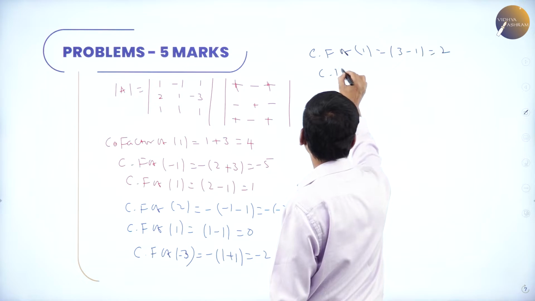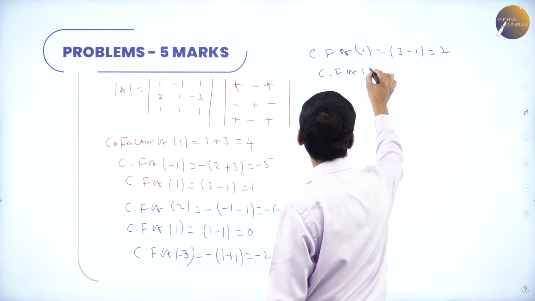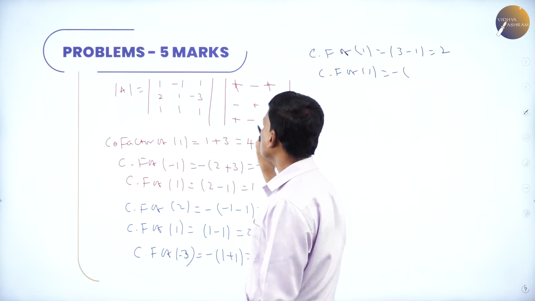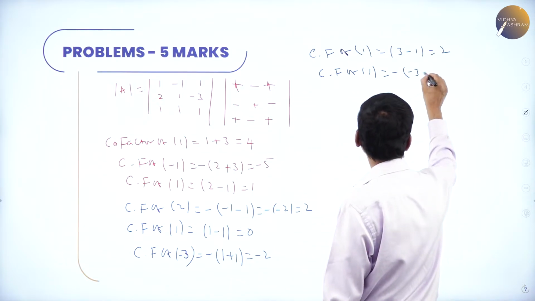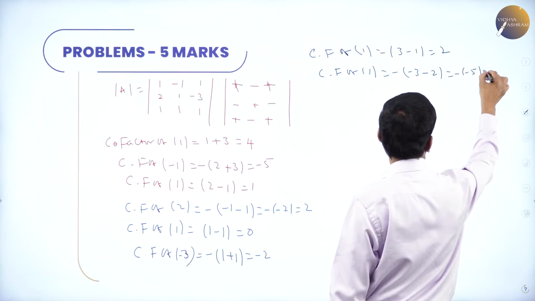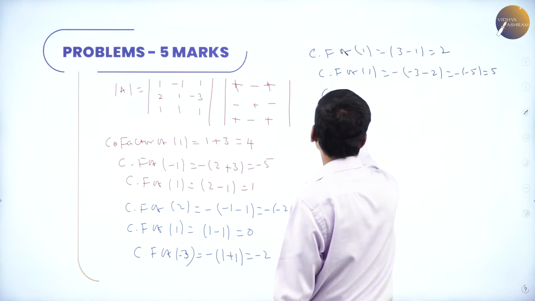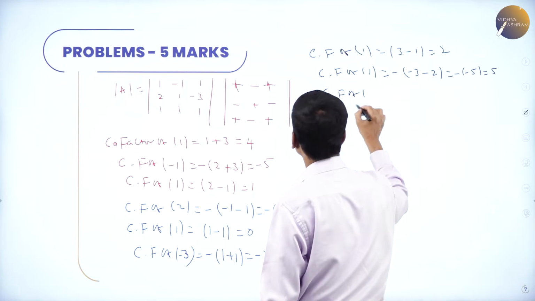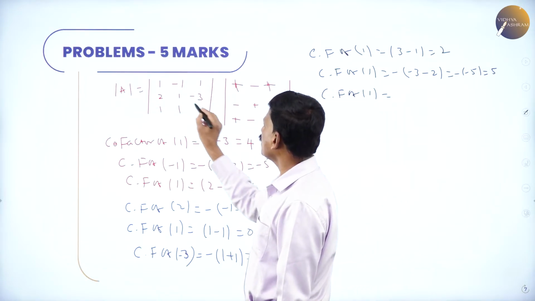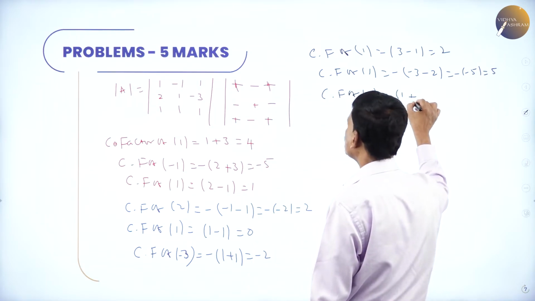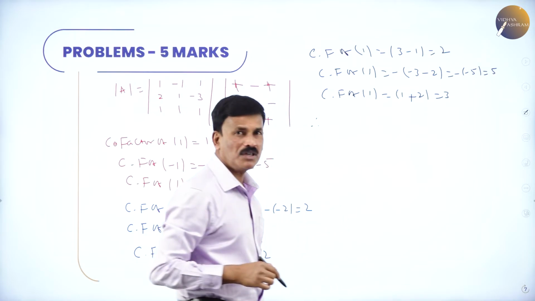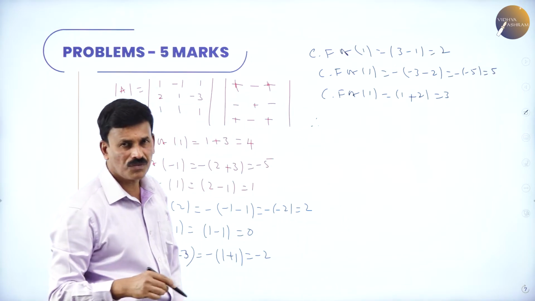Next, the cofactor of the next element 1 is minus, this row and column is gone, 1 into -3 is -3, -2 ones are 2, this is minus of -5 is +5. And the last element, cofactor of 1 is equal to, this row and column is gone, 1 ones are 1, minus into minus plus 2, that is equal to 3. So therefore, straight away you can write the adjoint or cofactor.